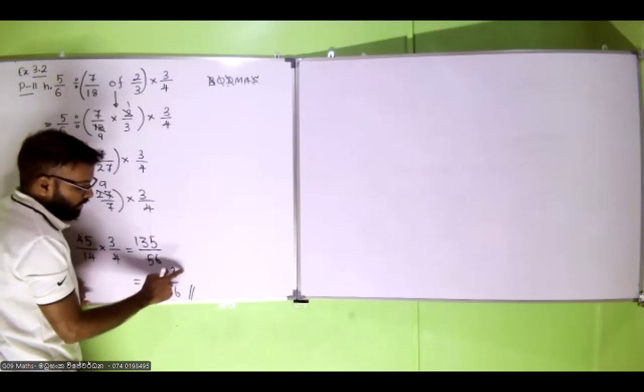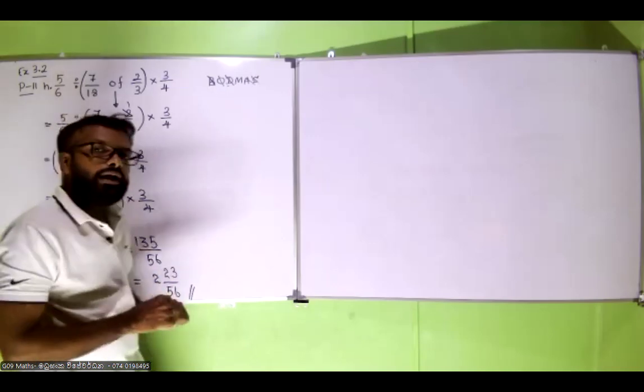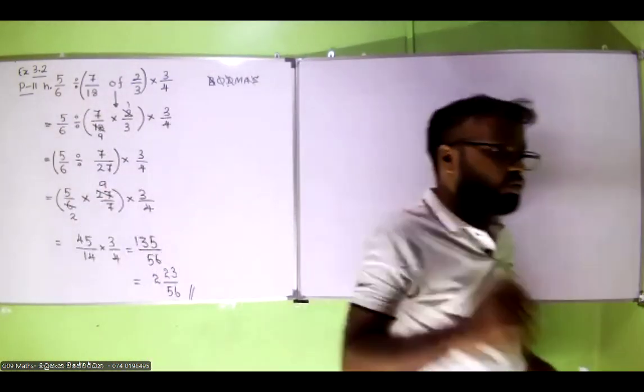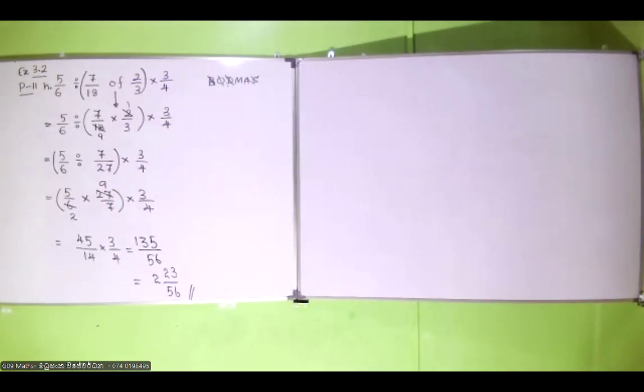2 and 23 upon 56. 2 and 23 upon 56 should be your answer. Right.